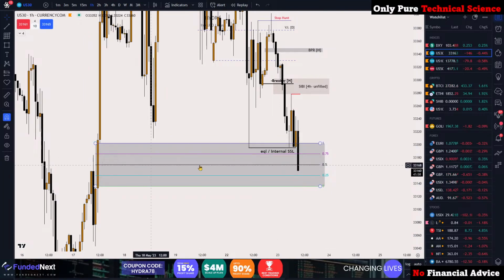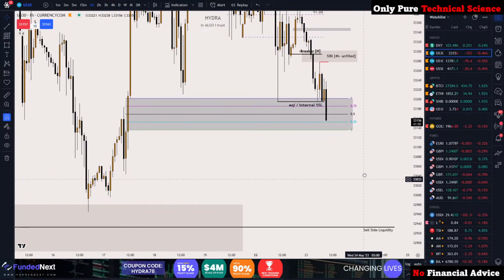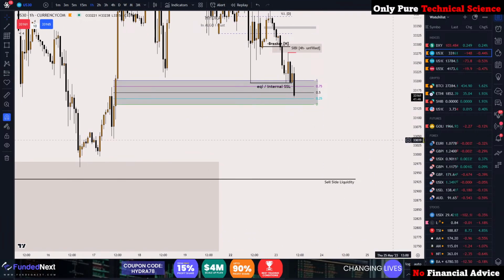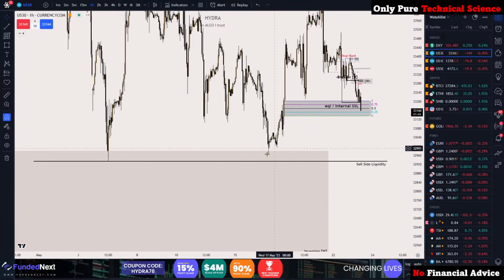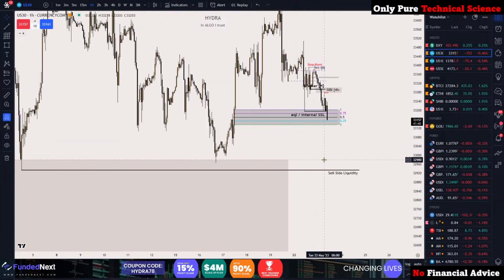The consequent encroachment, mean threshold, whatever, midway is delivered here. So how far can price go towards the sell side, right? We do have relative equal lows here. That's our major sell side liquidity. That will be the ideal scenario for price to come and then reverse after providing liquidity below this low, then this low, and then this low.